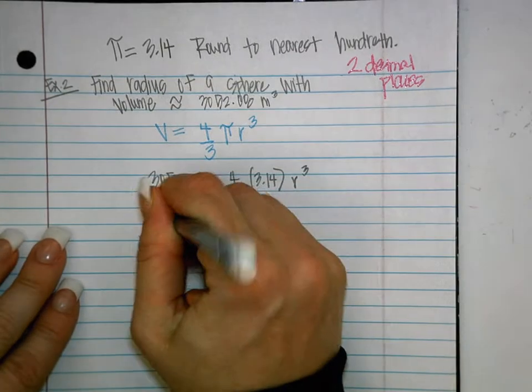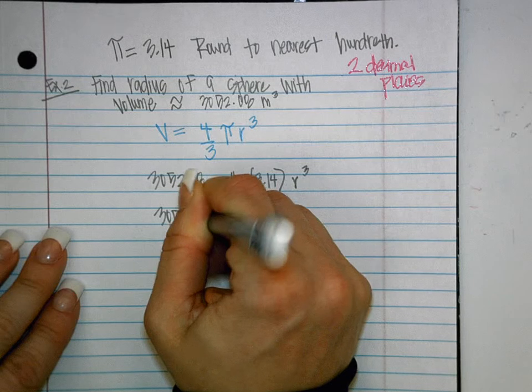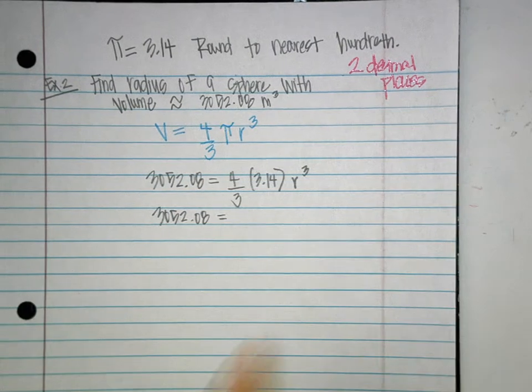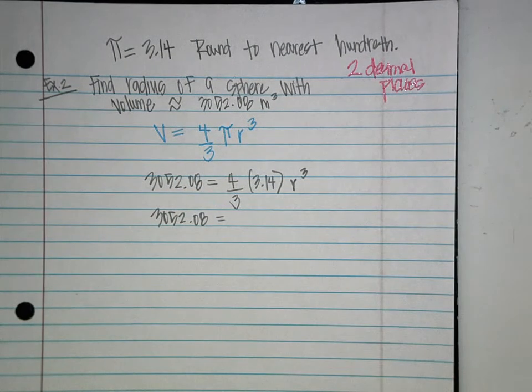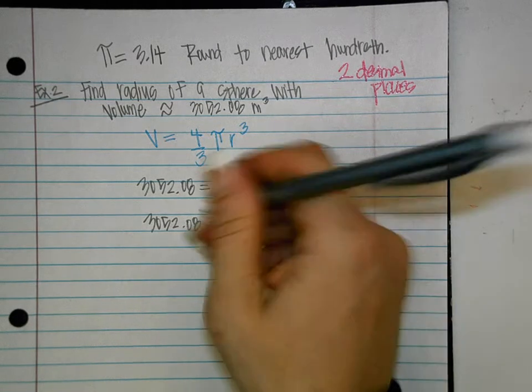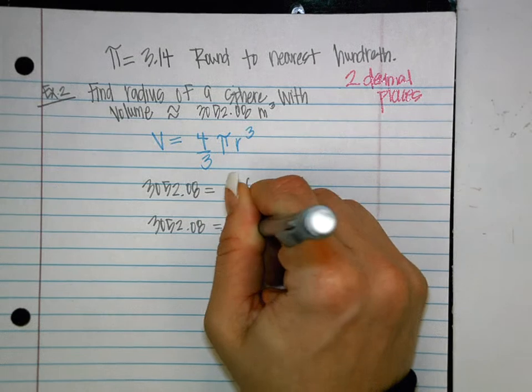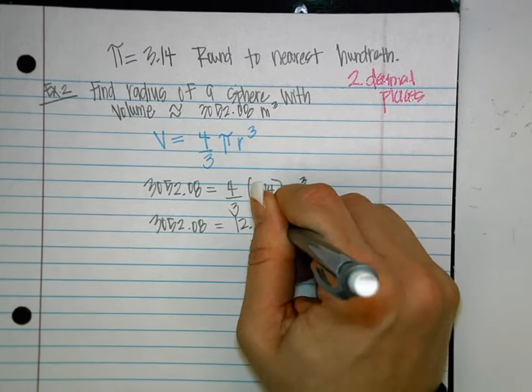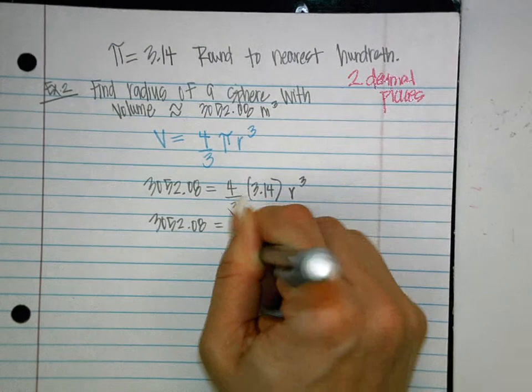So 3052.08 equals, if you use your calculator, I don't want you to use the pi button on your calculator. You actually are going to use 3.14. Okay, so that would give you 12.56 r cubed, and this is still over 3.